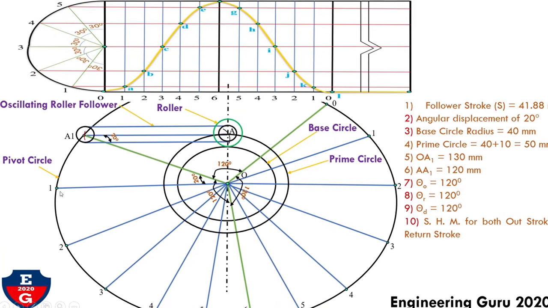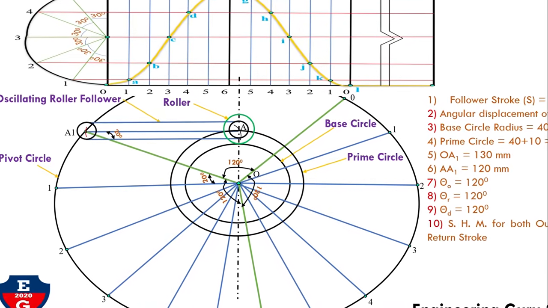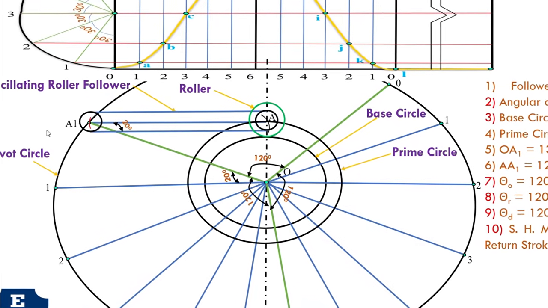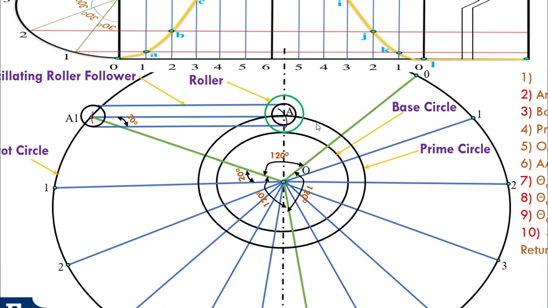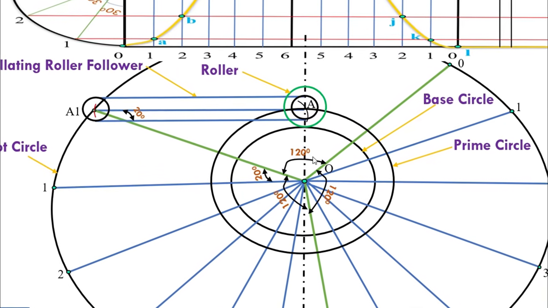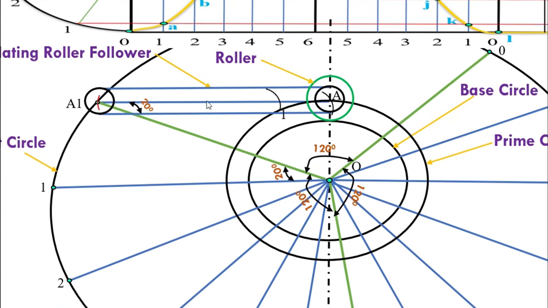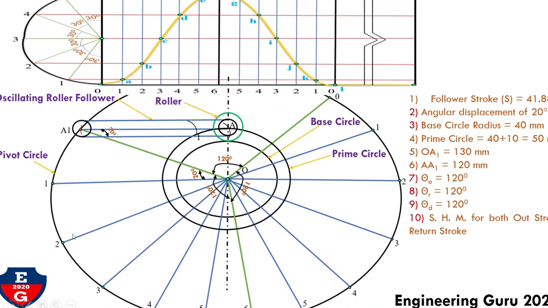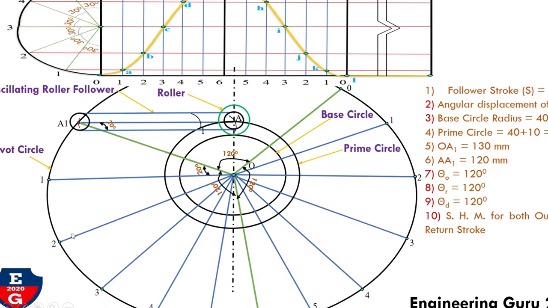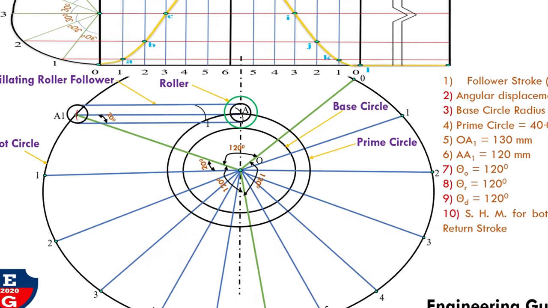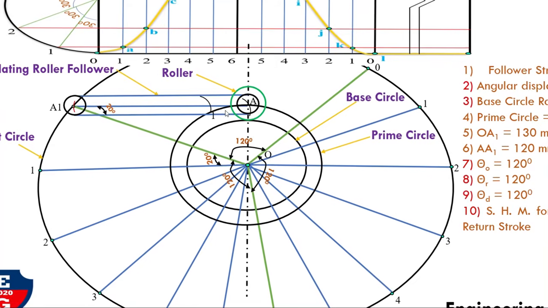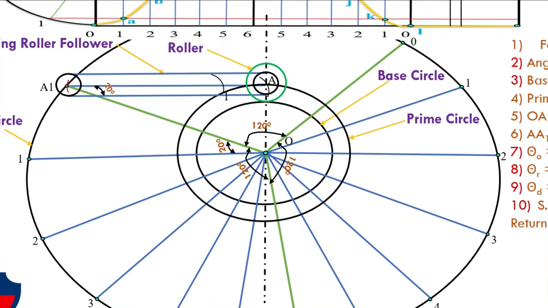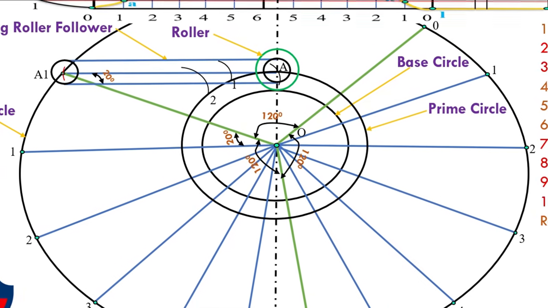Now with point 1 on the pivot circle as a center and radius equal to A1A, that is 120 mm, draw a circular arc to intersect the prime circle, and this is point A. Now with point 2 on the pivot circle as a center and radius equal to A1A, that is 120 mm, draw a circular arc to intersect the prime circle, and this is point 2.